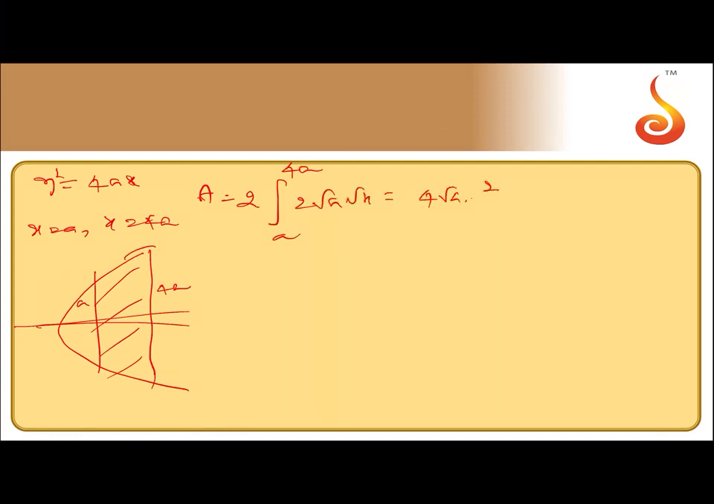That is equal to 4 root a multiplied by 2 by 3 x root x, limits from a to 4a. Okay, that is 8 root a by 3 multiplied by 4a. So 4a multiplied by 2 root a minus a root a. And on simplification, 8 minus 1.